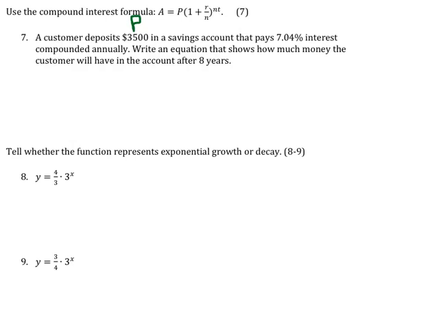That's our rate, but remember it has to be written as a decimal, so we'll move that twice to get rid of our percentage, and we have 0.0704, and that will be our rate. Compounded annually. Annually is the number of times each year, and that's 1, so that'll be our N. Write an equation that shows how much money the customer will have in the account after 8 years. 8 years is our time in years, and so that will be T.